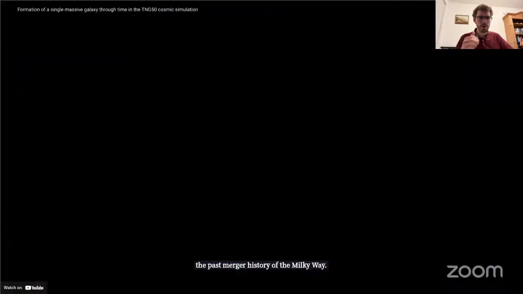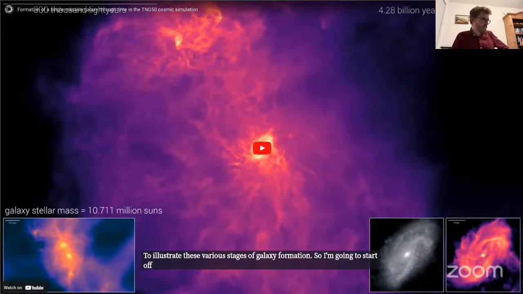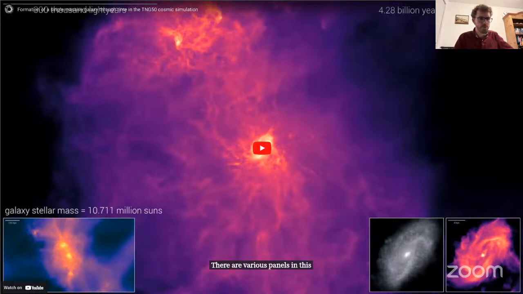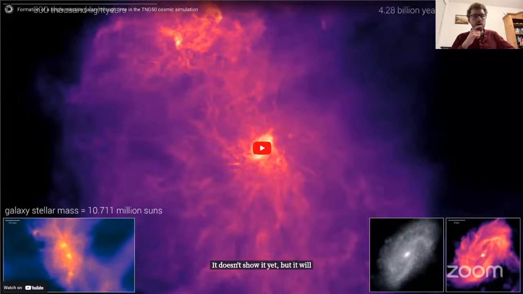So I'm now going to show an example of a cosmological simulation. I'm going to show it several times in this talk, through various stages, to illustrate these various stages of galaxy formation. So I'm going to start off at the Big Bang, essentially, or soon after the Big Bang. There are various panels in this figure, so we'll go through them one at a time. The bottom left shows the dark matter. It doesn't show it yet, but it will when I've started running it. So this is just the large-scale structure of dark matter.